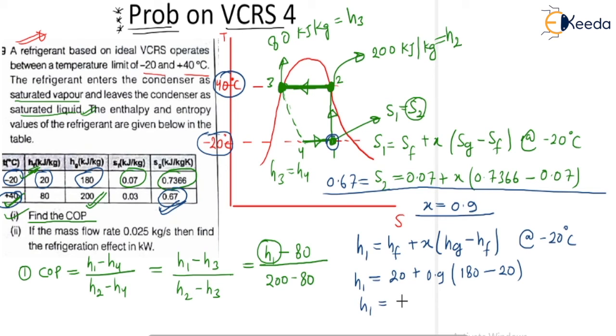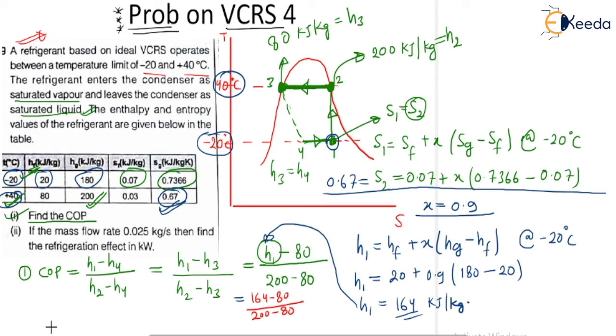And what is our H1 value? Our H1 value is 164 kilojoule per kg. Is it right? Now this H1 value is going to be put in this equation, that means like that: 164 minus 80 divided by 200 minus 80.